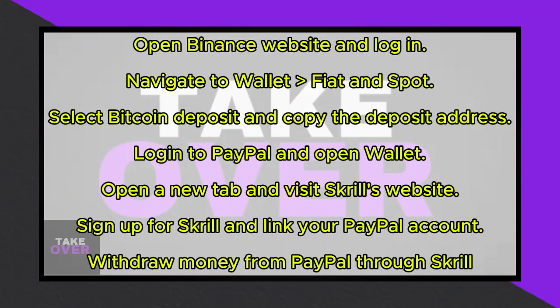To proceed with the withdrawal, open another tab and search for Skrill. Skrill is a third-party platform that allows you to transfer or send money. Sign up for a Skrill account and add your PayPal information. Once done, you can easily withdraw your money from PayPal through Skrill. This process provides a convenient way to transfer funds from PayPal to Binance.